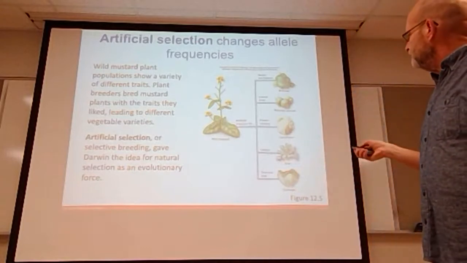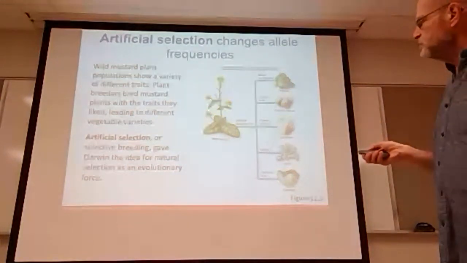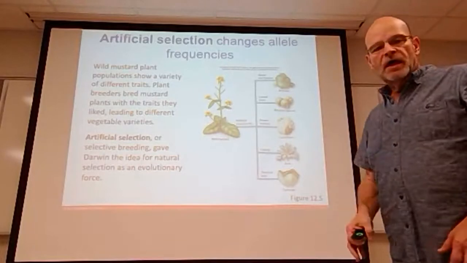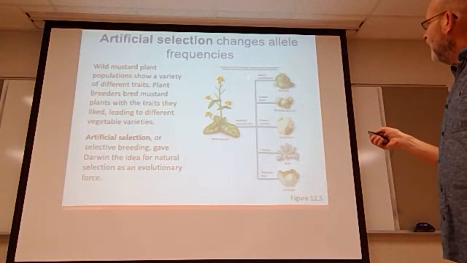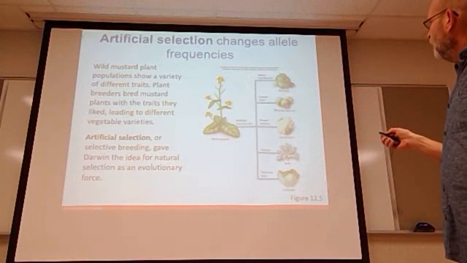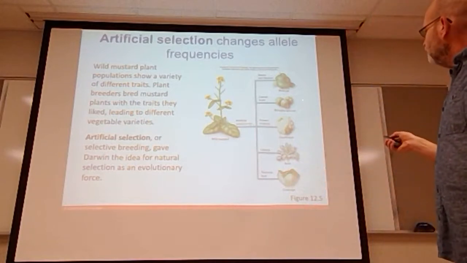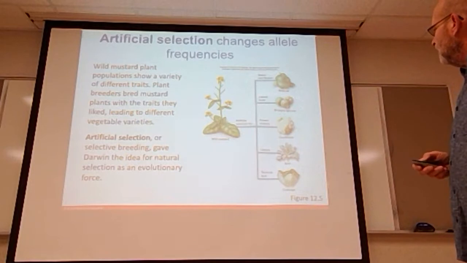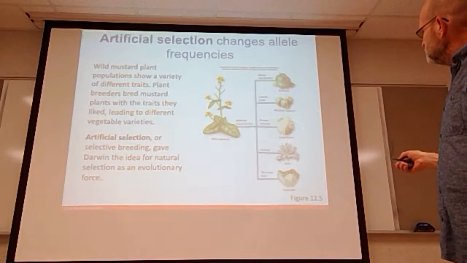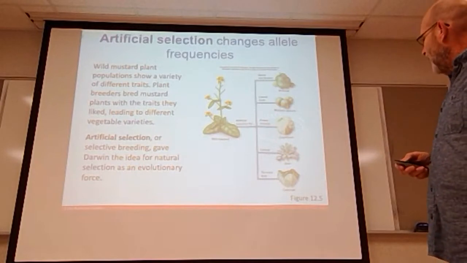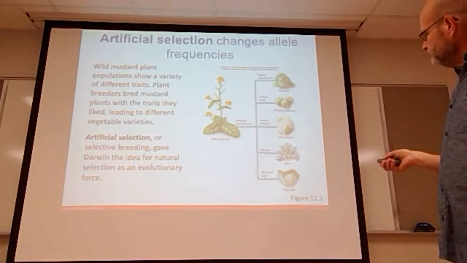This is a plant called wild mustard. Through artificial selection, human beings have done some really weird things with wild mustard. First of all, with a certain set of crossbreedings, we produce something called broccoli. With another set of artificial manipulations, we produce something called Brussels sprouts. With another set of artificial selections, we produce something called cauliflower. Another set, we got kale.